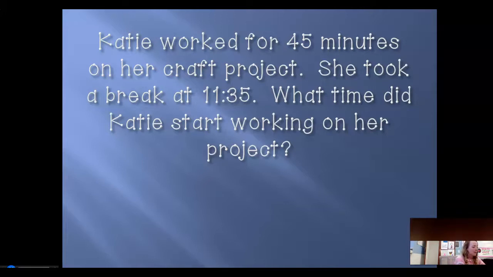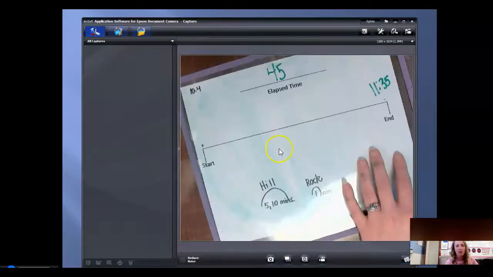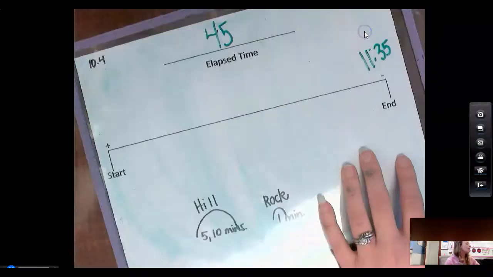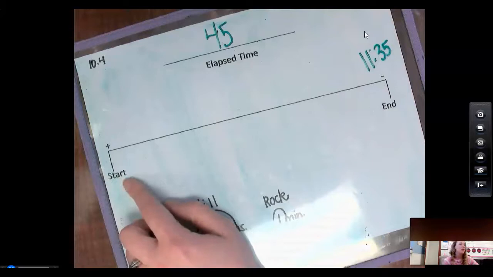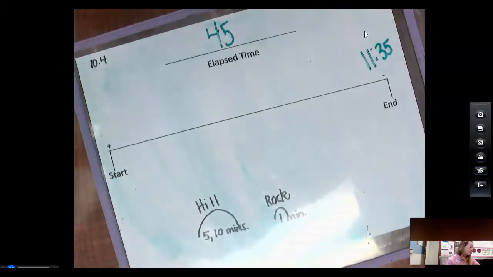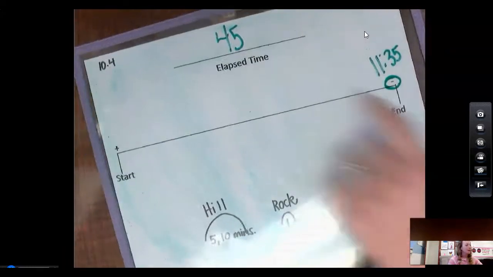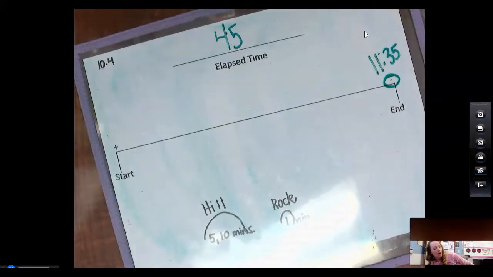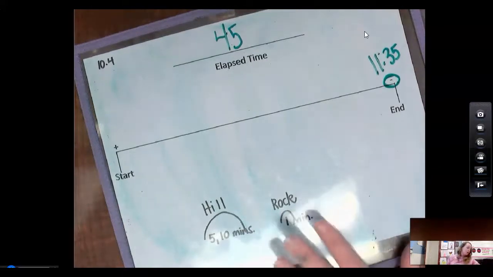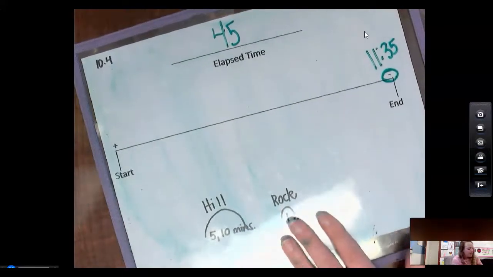So my end time is 11:35. I did my project for 45 minutes. So we're going to set up our boards just like this, kiddos. Because it said, what time did she start? I don't know. So that means I have an end time. 11:35 is my end time. I'm going to be subtracting, and my elapsed time is 45 minutes. All right, kiddos, once you're set up, we're ready to go.